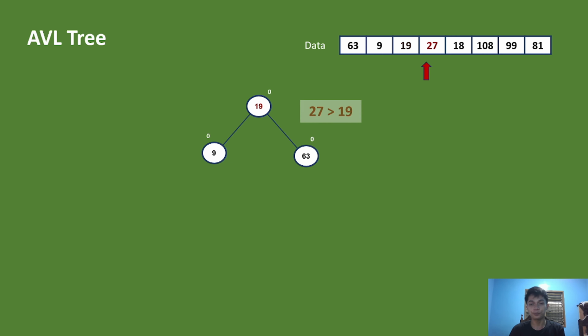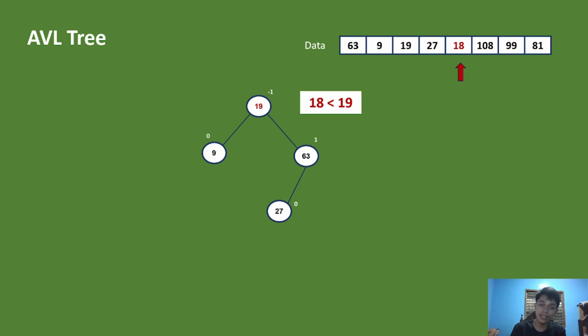Next, we're going to insert 27. Since 27 is greater than 19, we're going to put it on the right side of 19. And then since 27 is less than 63, we're going to put it on the left side of 63. So it is like this. Our height is still balanced, so we're going to proceed to the next data.